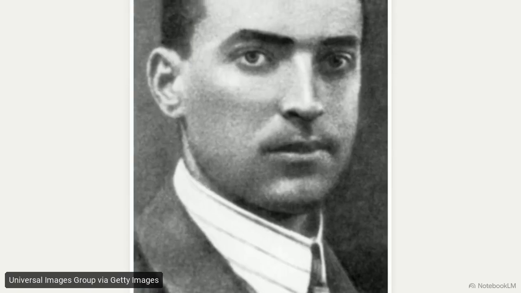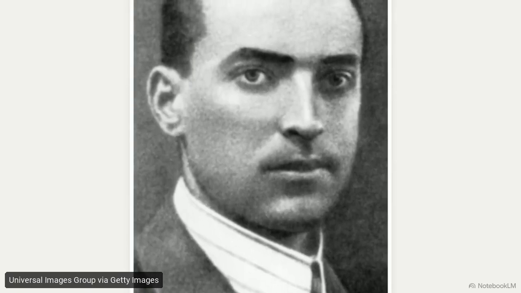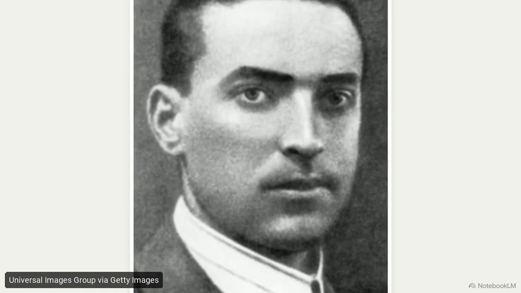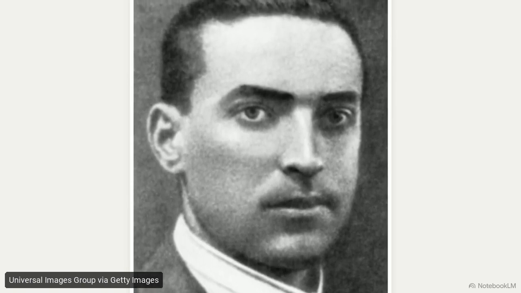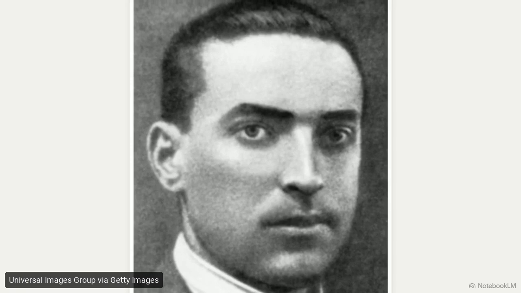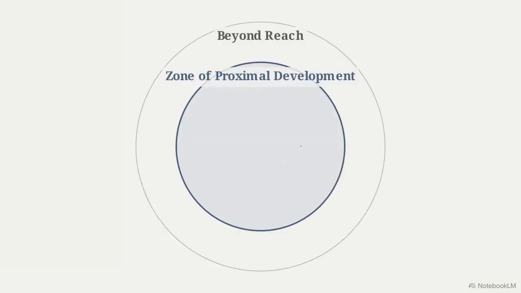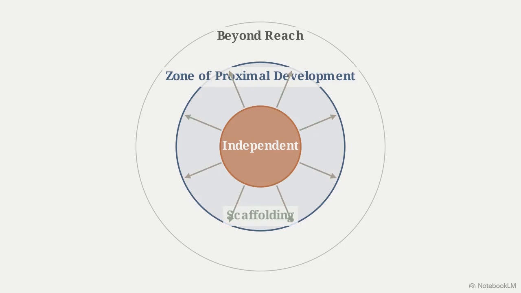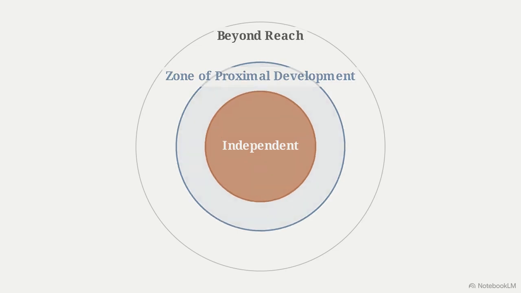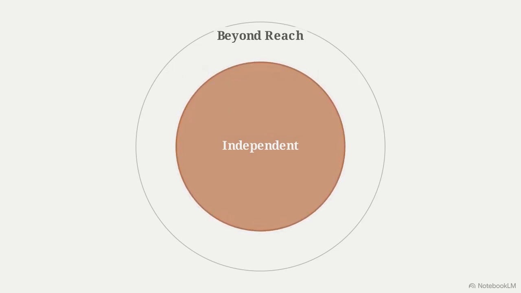Lev Vygotsky approached cognition differently. He argued that development does not happen in isolation. It is actively mediated by society, language, and continuous social interaction. This diagram maps the zone of proximal development. The inner ring represents independent tasks. The middle ZPD ring contains tasks requiring guidance. Educators use scaffolding, temporary support like hints, to bridge this gap. As capability increases, scaffolding reduces, and the independent ring expands.